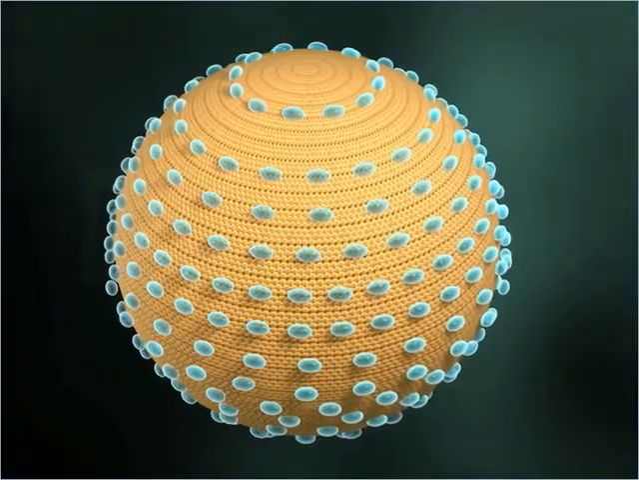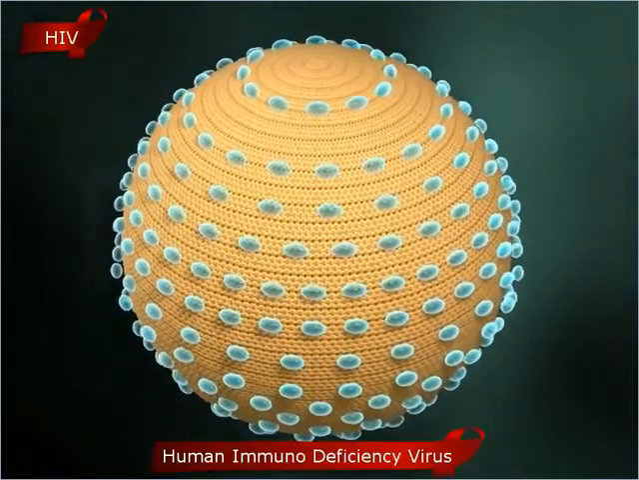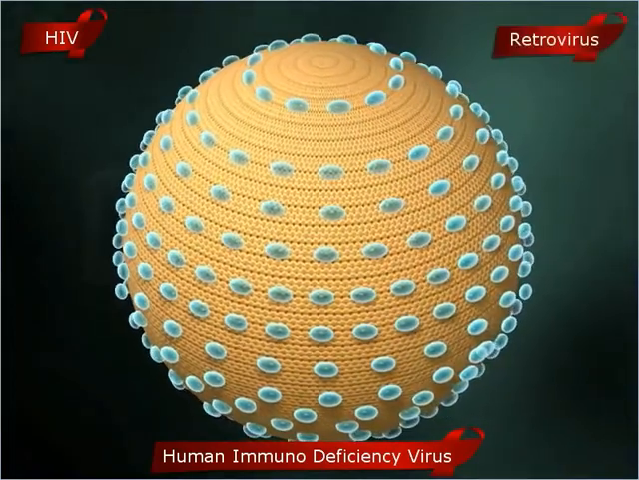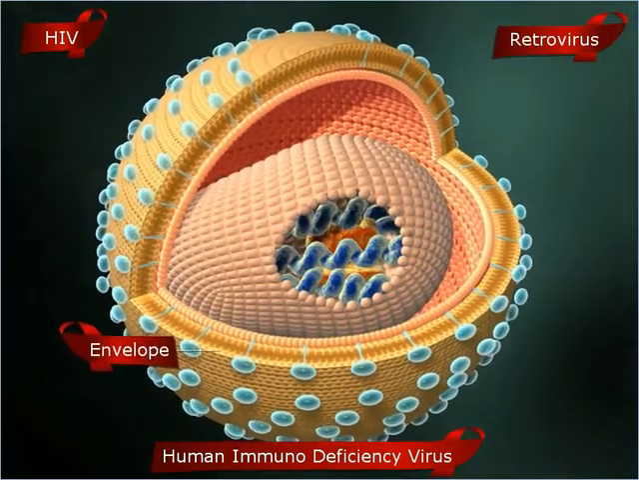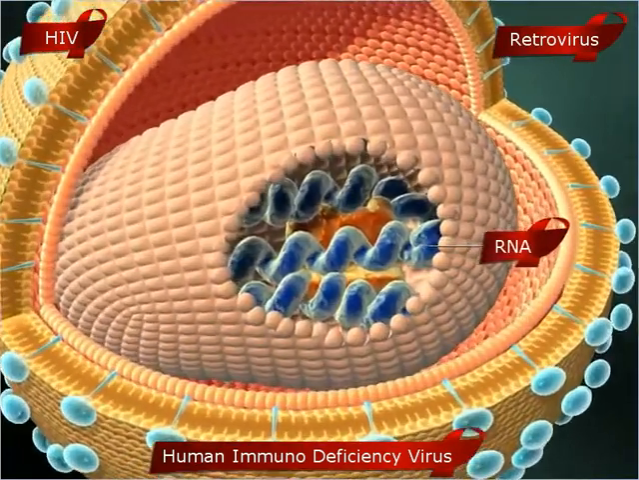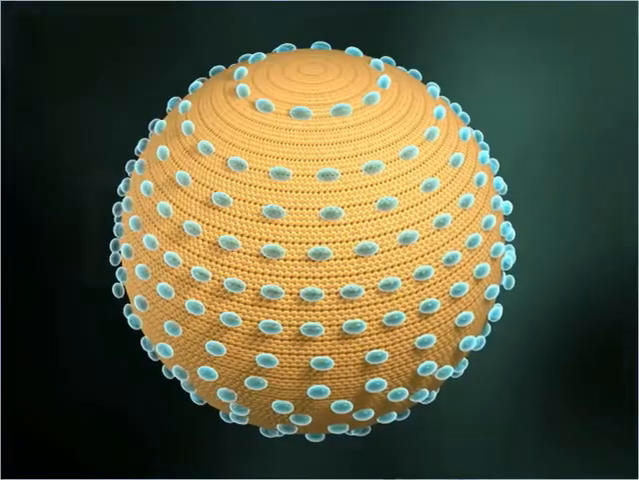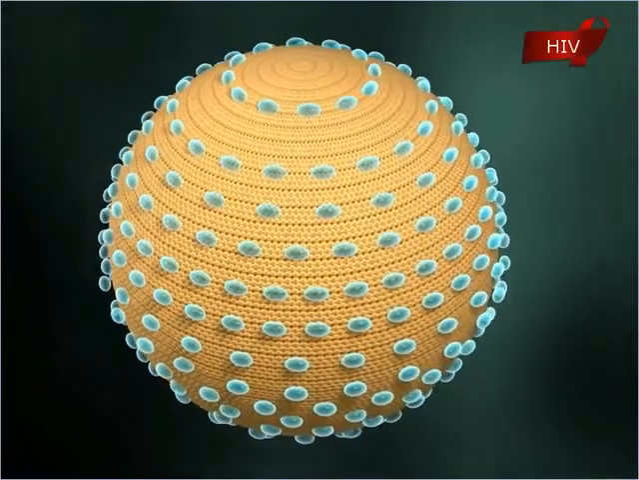AIDS is caused by the HIV. HIV stands for Human Immunodeficiency Virus. The HIV belongs to the class retrovirus. The retrovirus shows the presence of an envelope that contains the RNA as the genome or the genetic material of the virus. Let's now learn in detail about the structure of the HIV.